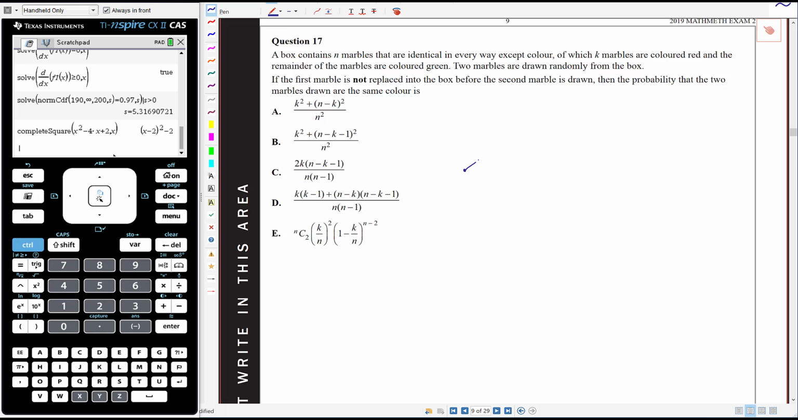Okay, so let's see what's happening here. So we can have a red or a green marble at our first selection, and then we can have red or green at our second selection. Alright, n marbles, k of them are red. So the probability of drawing a red marble in the first selection is k over n. Sorry, my r's all look a bit like k's there.